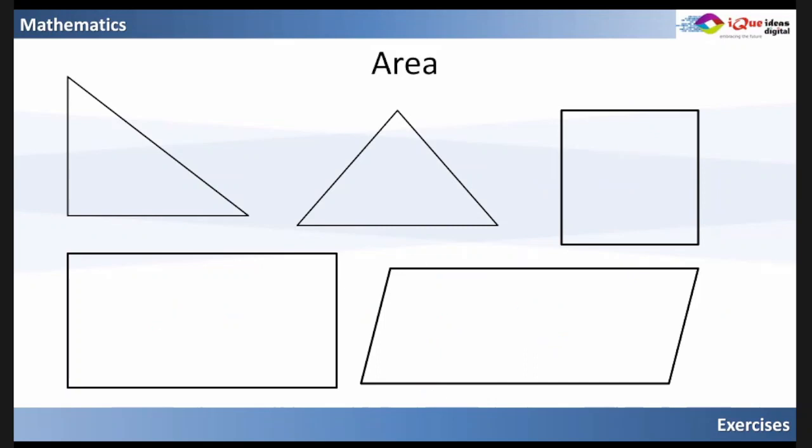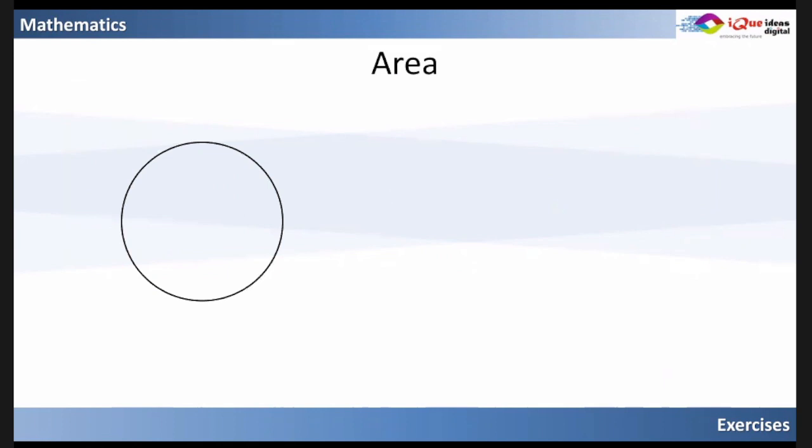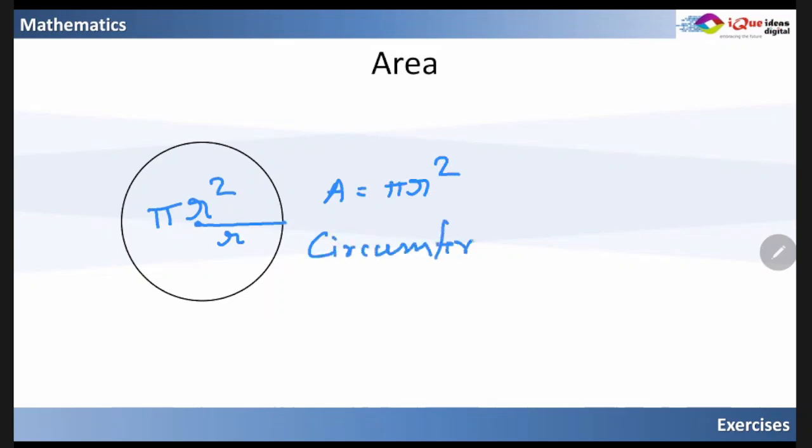Okay. Now for a circle, the area is simply given by pi r square, where r is the radius, the length from the center to any point on the circle. If that is the radius, then the area is pi r square, and the circumference or the perimeter, that is the border of the figure, is given by the formula 2 pi r, right?